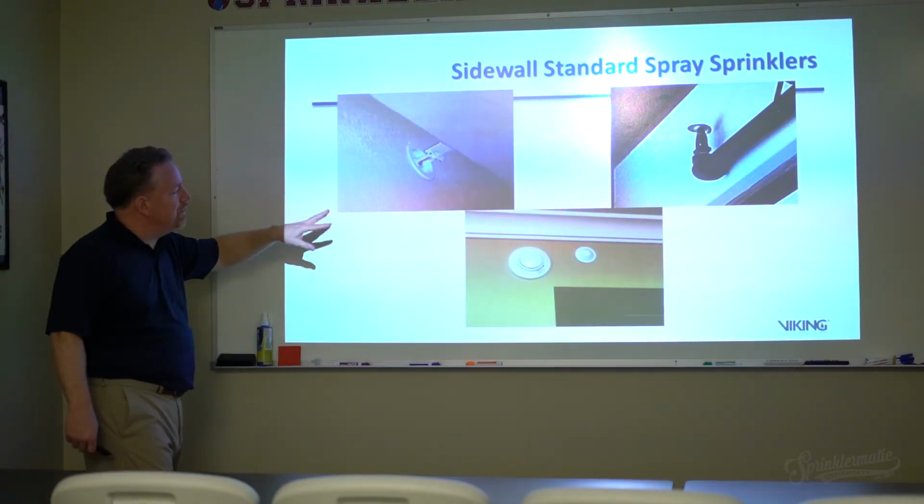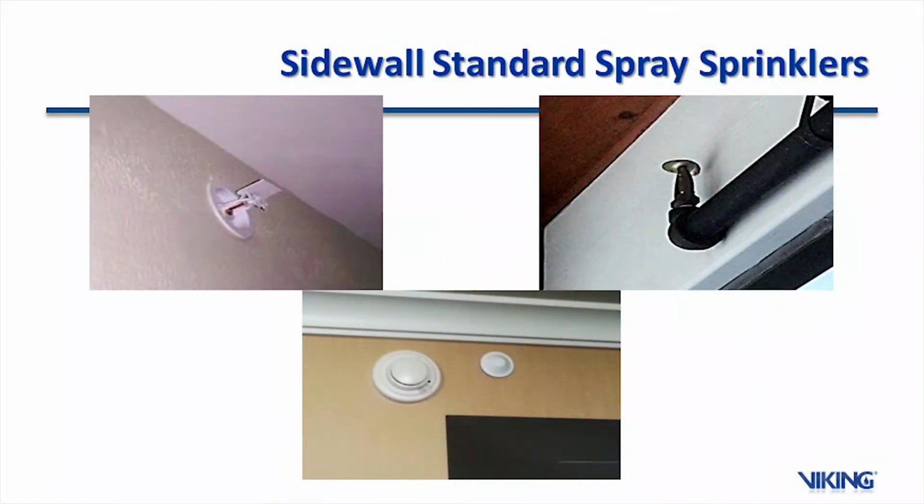And I showed you these three mainly because this is what you would normally see, the standard sidewall sprinkler. You also have the vertical sidewall sprinkler, which, as I told you earlier, is pretty rare. You don't find these in very many places. And then there are concealed sidewalls as well.